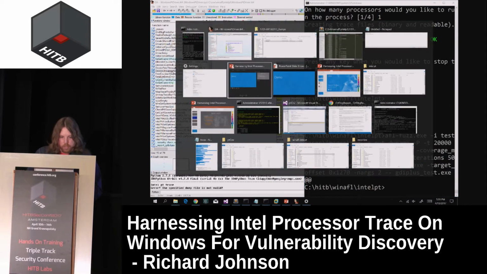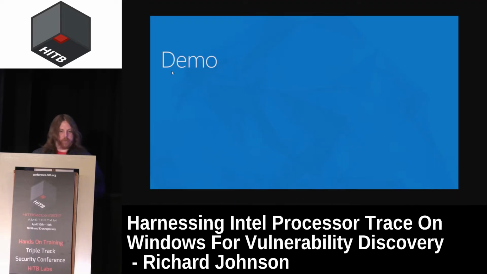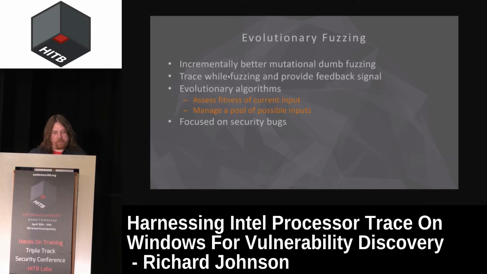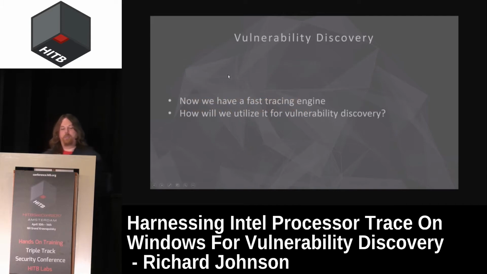So yes, let's get back to the slideshow. So we have a fast tracing engine, 15% overhead. We're recording all the branches. You'll just have to trust me that we're decoding them properly for the IDA plugin. So how do we utilize that for vuln discovery?